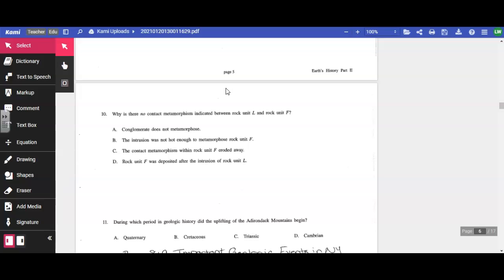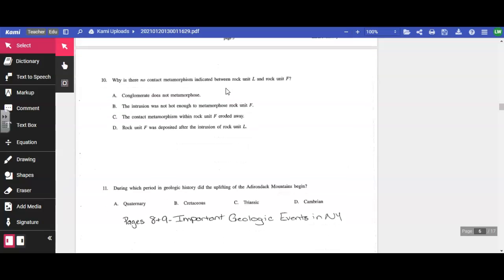B, the intrusion was not hot enough to metamorphose rock unit F. I don't know if that's the right way to pronounce that word. C, the contact metamorphism within rock unit F eroded away. Or D, rock unit F was deposited after the intrusion of rock unit L.